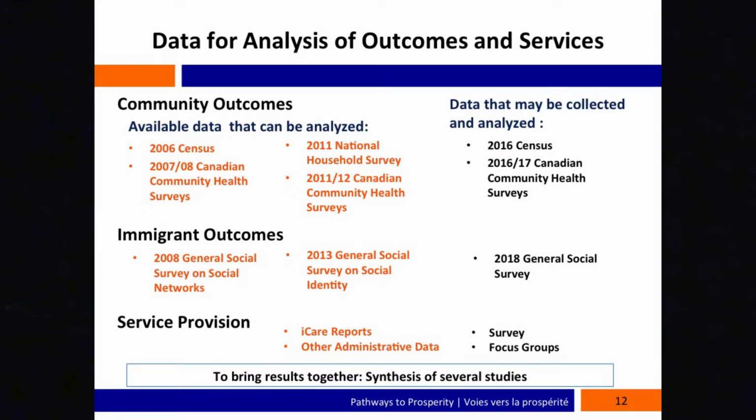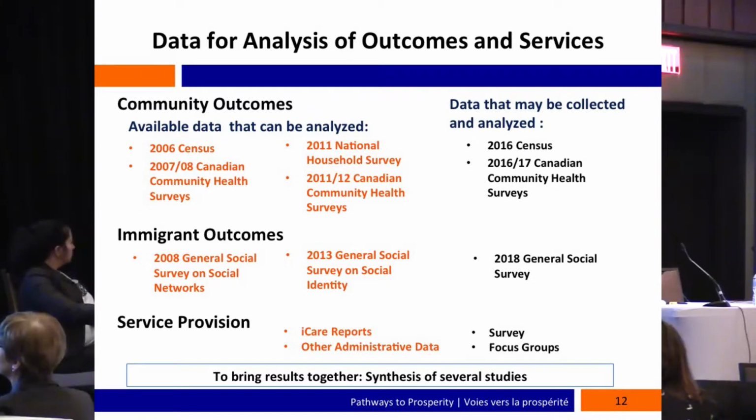For example, to measure outcomes for communities smaller than CMAs, we can use the 2006 census and 2007-8 Canadian Community Health Surveys and the 2011 National Household Survey, even though it may be considered flawed, together with the 2011-12 CCHS, Canadian Community Health Survey. Now, an integration index could be derived for individuals using, for example, the one that we have used, the 2008 General Social Survey, and or the already released 2013 General Social Survey on Social Identity. And for service provision, of course, we could do analysis of the ICARE data, as Michael already said, and other administrative data. There are, of course, other possible data that can be used in the future.